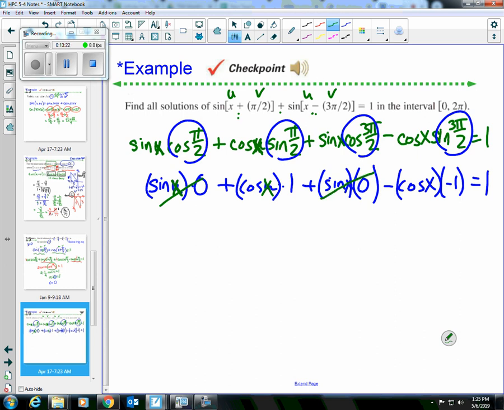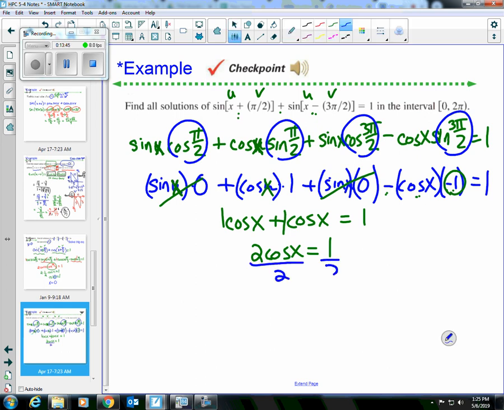What do we have left? Well, it looks like we have cosine times 1, so that's cosine of x, minus cosine times a negative 1. So negative 1 times cosine would be negative cosine, but it's minus a negative, so that would be plus cosine equals 1. So one of them plus one of them would be 2 cosine of x equals 1. This is a degree 1 equation, so I'm just going to solve for it. Divide by 2. So cosine of x is equal to a half.